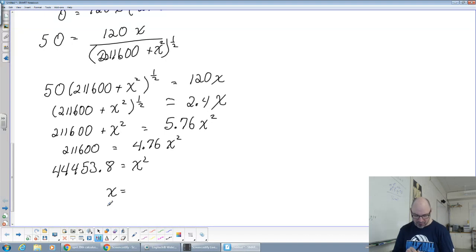Now we get a positive and negative result, but the negative will not make sense because you can't have a negative distance of cable, right? So I get 210.8, so I get 211 meters. Therefore, x equals 211 meters.